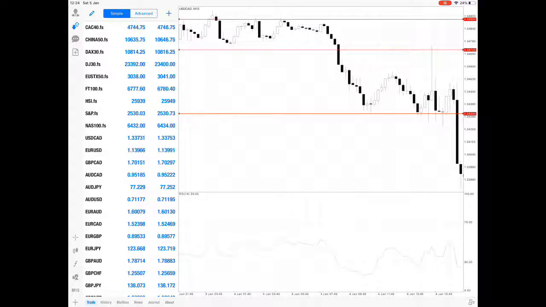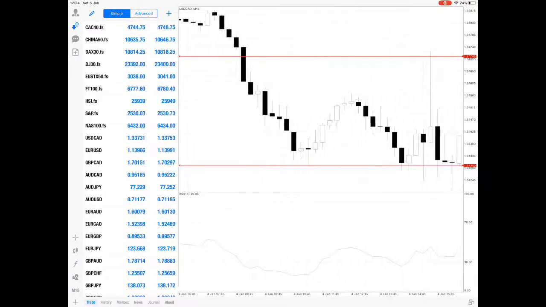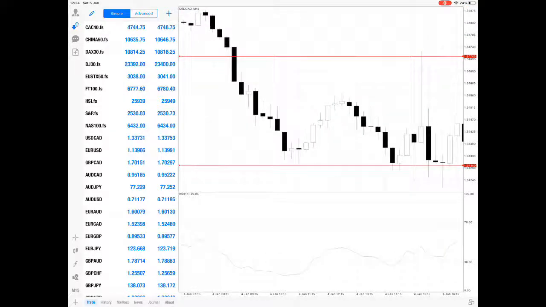So this support level here of 134,300 held for a couple of hours. The only time it tried to break out was through that news, which you would expect because non-farm payroll is quite popular among the markets.